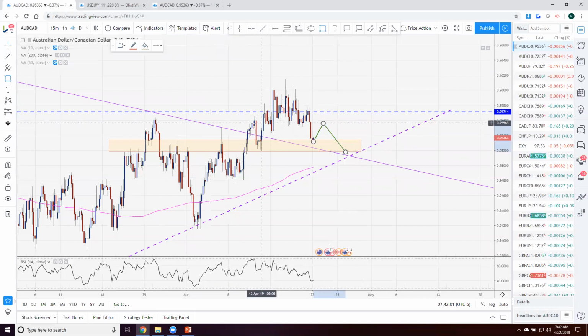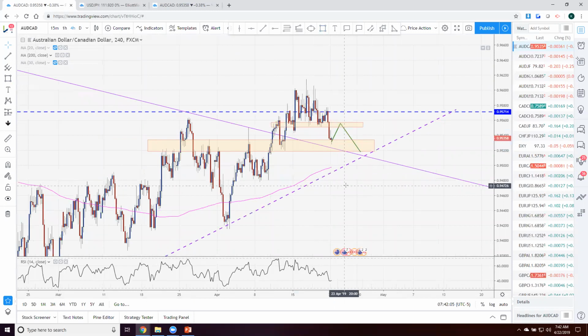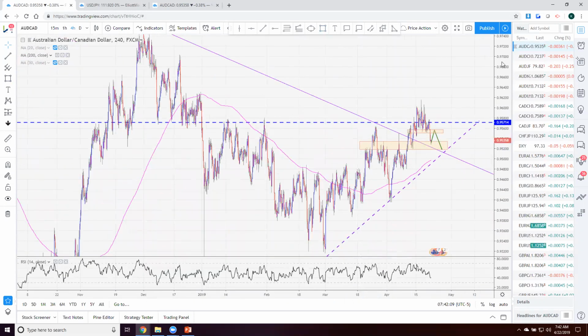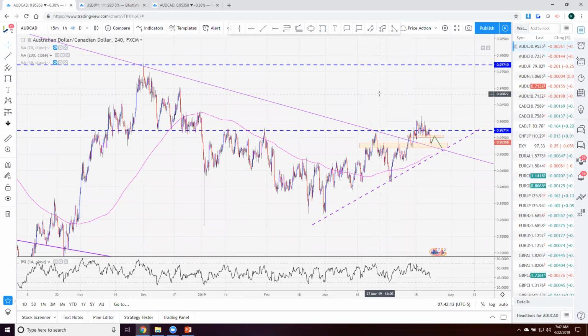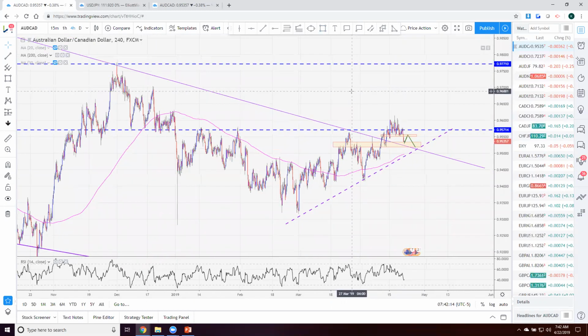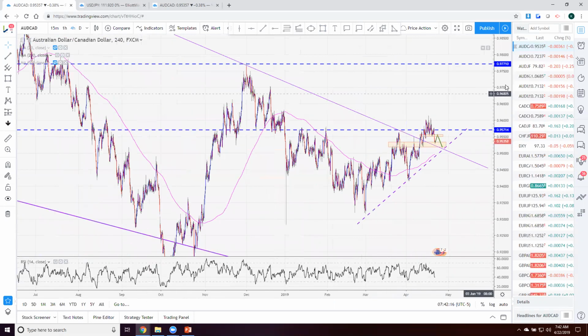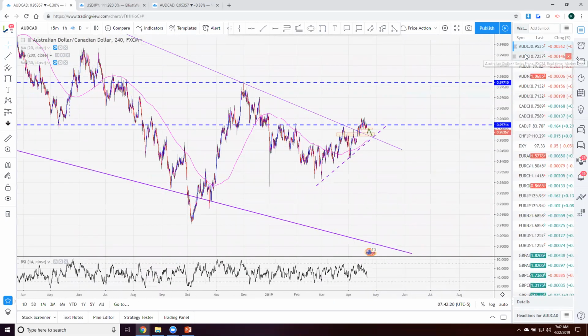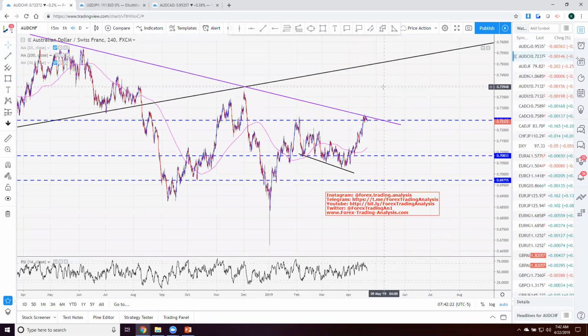Always looking at support resistance areas. So just a couple different aspects of that particular pair to be aware of. Like I said, nothing right now to trade that I see, but definitely worth watching. So we will move on. Aussie Swiss.